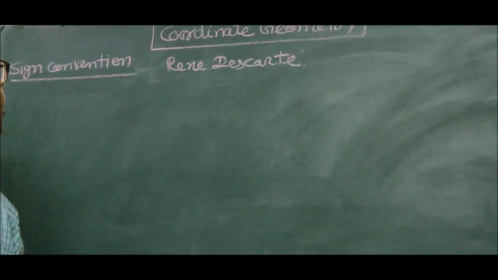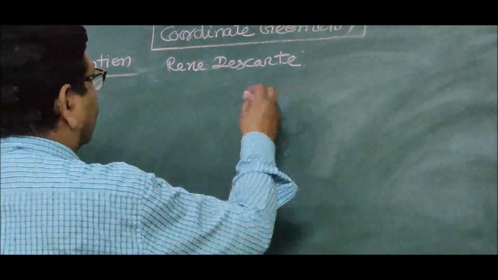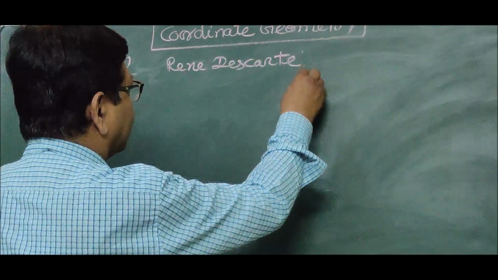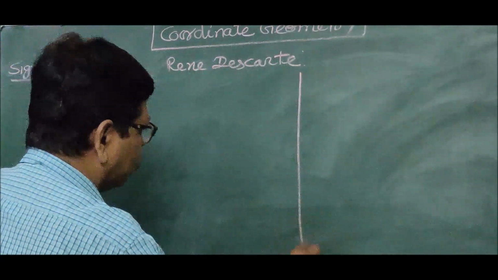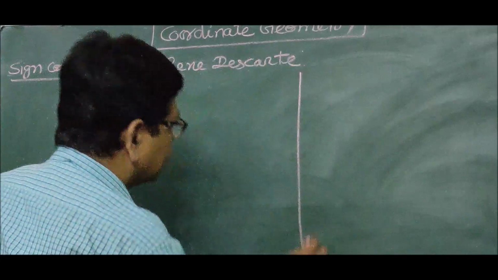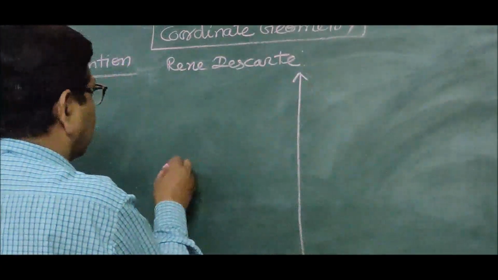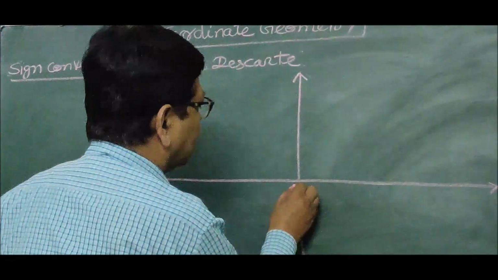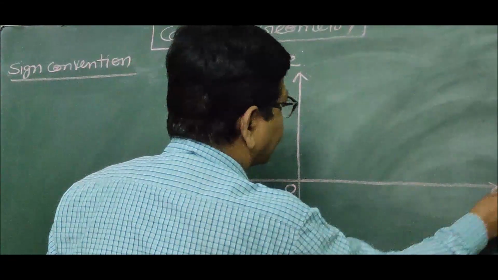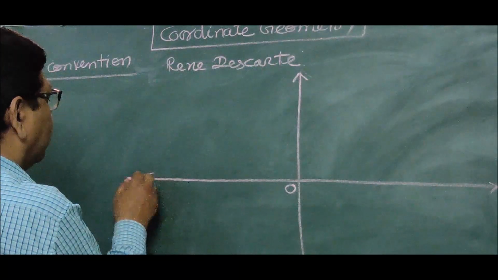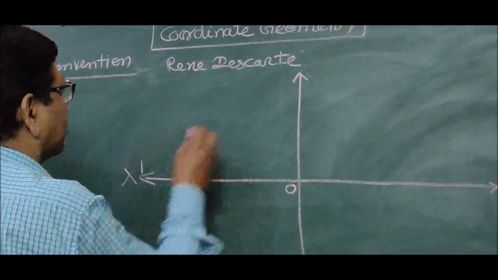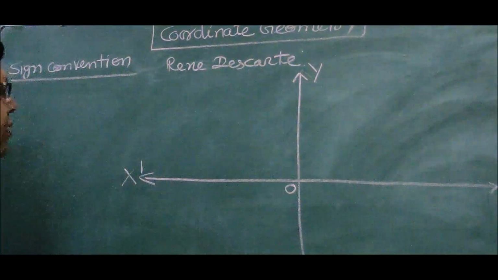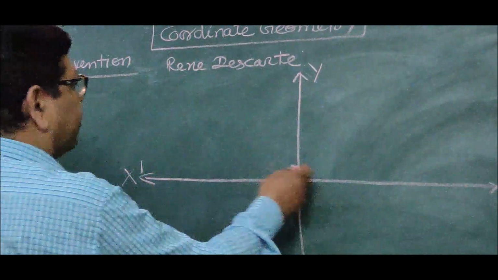In this geometry we represent a point in a plane in two dimensions by drawing two perpendicular lines passing through a point intersecting at a point O, x dash and y dash. By drawing these two perpendicular lines, the plane is divided into four parts.